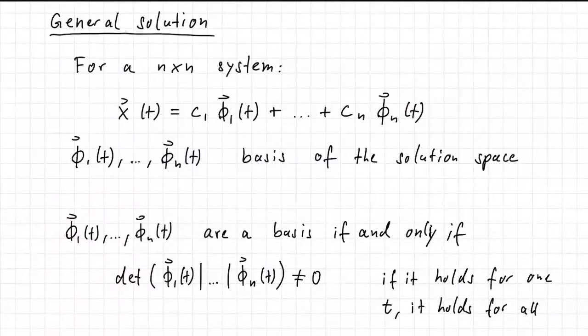namely that for an n by n system that I just defined on the previous page, I can show that the general solution to that problem is x of t, given by a coefficient c1 times vector phi 1 of t plus and so on up to cn times vector phi n of t, where phi 1 of t up to phi n of t are n different functions which form the basis of the solution space. And one can show that for these linear differential equations of first order, when I have an n by n system, there are always n linearly independent solutions that form the basis of the solution space.